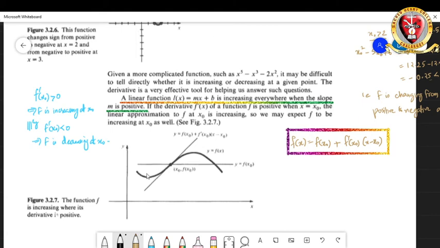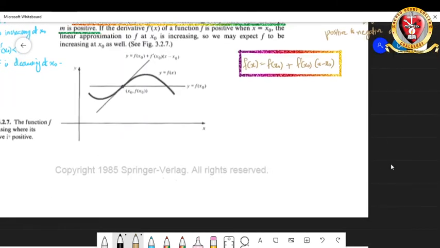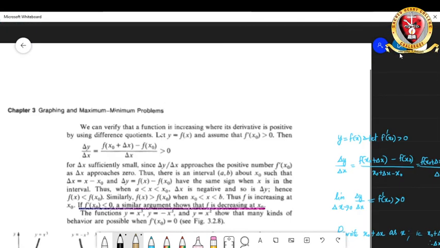That means if this is a function, the corresponding linear approximation at this point will be the line like this. So this line is increasing at this point. That means the function is increasing at this point also. That's the observation we get from there. That is, f dash of x naught strictly greater than 0 will imply f is increasing at x naught, and f dash of x naught strictly less than 0 will imply f is decreasing at x naught. So that's the observation you get from there.